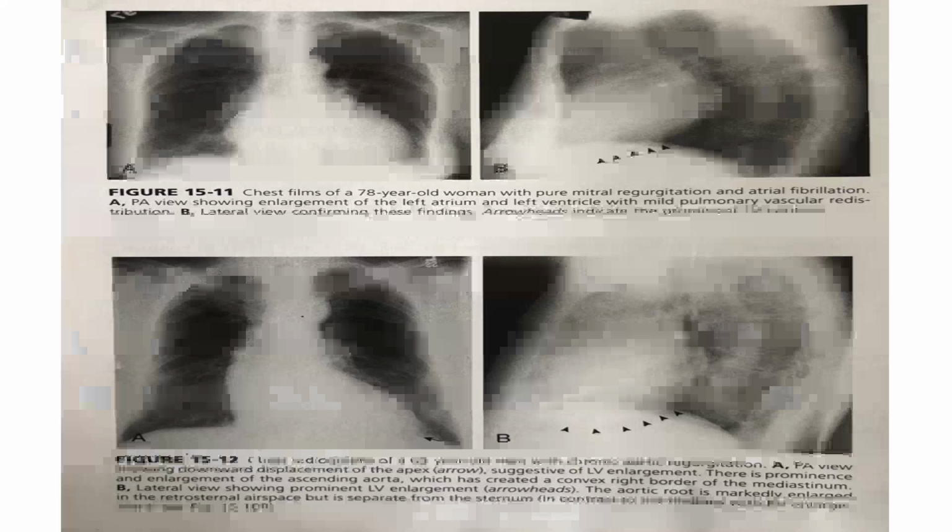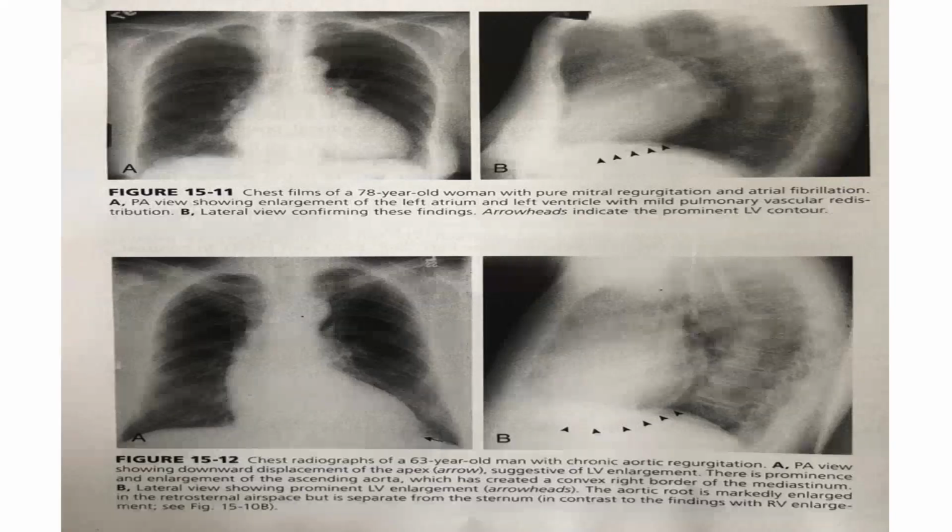This is an X-ray film of a 70-year-old woman with a pure mitral regurgitation. The PA view is showing enlargement of the left atrium as evidenced by the straightening of the left heart border. Also note the cardiomegaly with cardiac apex showing an obtuse angle. This is implying that it is due to left ventricular enlargement, and this is confirmed by seeing the lateral X-ray.